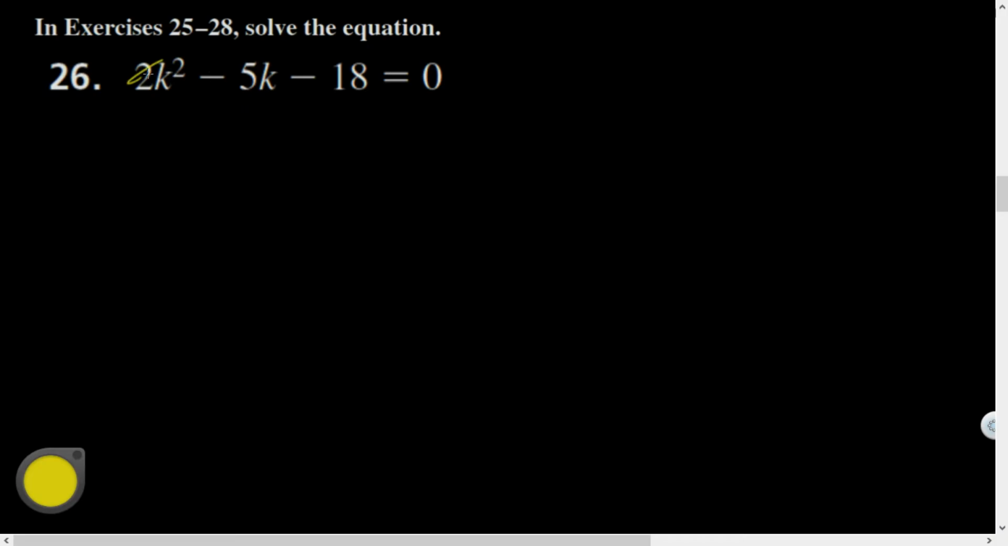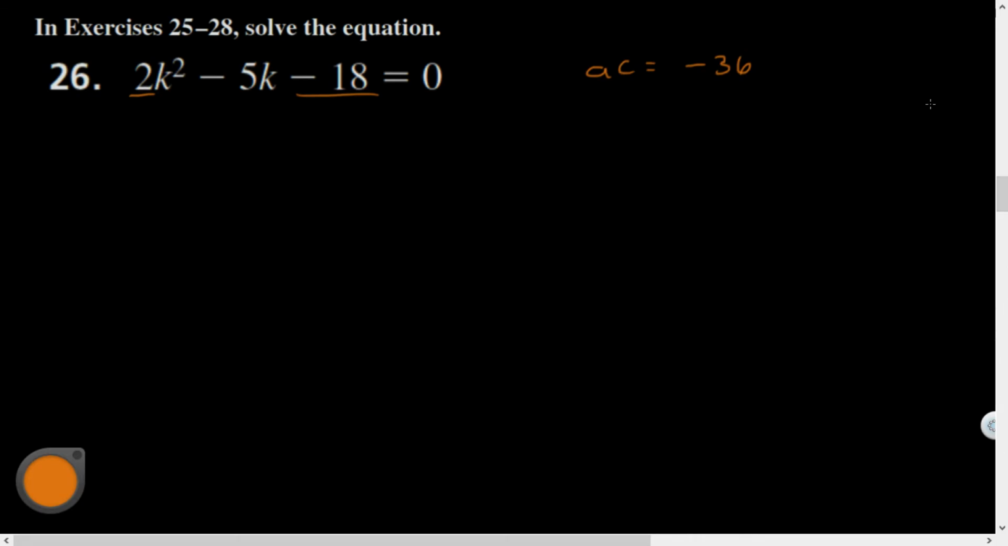We're really good at solving. If this was just like -5k minus 18, we'd add 18 to both sides, divide by -5, right? We're good at that. But our only technique for solving these is through factoring right now. Next chapter, I'll show you some more. So the first thing I've got to do, I can't GCF between 2, 5, and 18, so I'm going to multiply AC. So that's the 2 and the -18 multiplies to be -36.